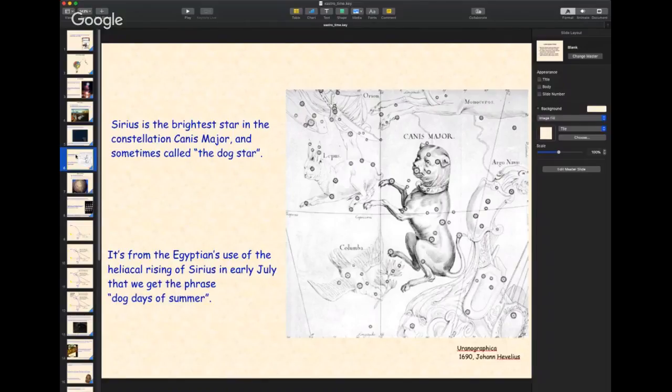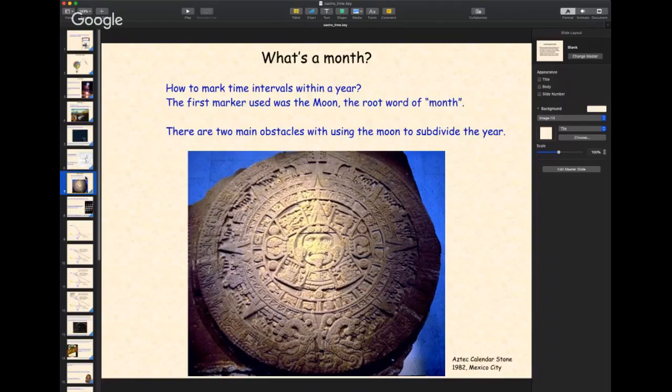The image here is some Uranographia, 1690, showing very artful constellations. Canis Major, Sirius, the dog star. So we go to the year. So that's how people defined years for a while.